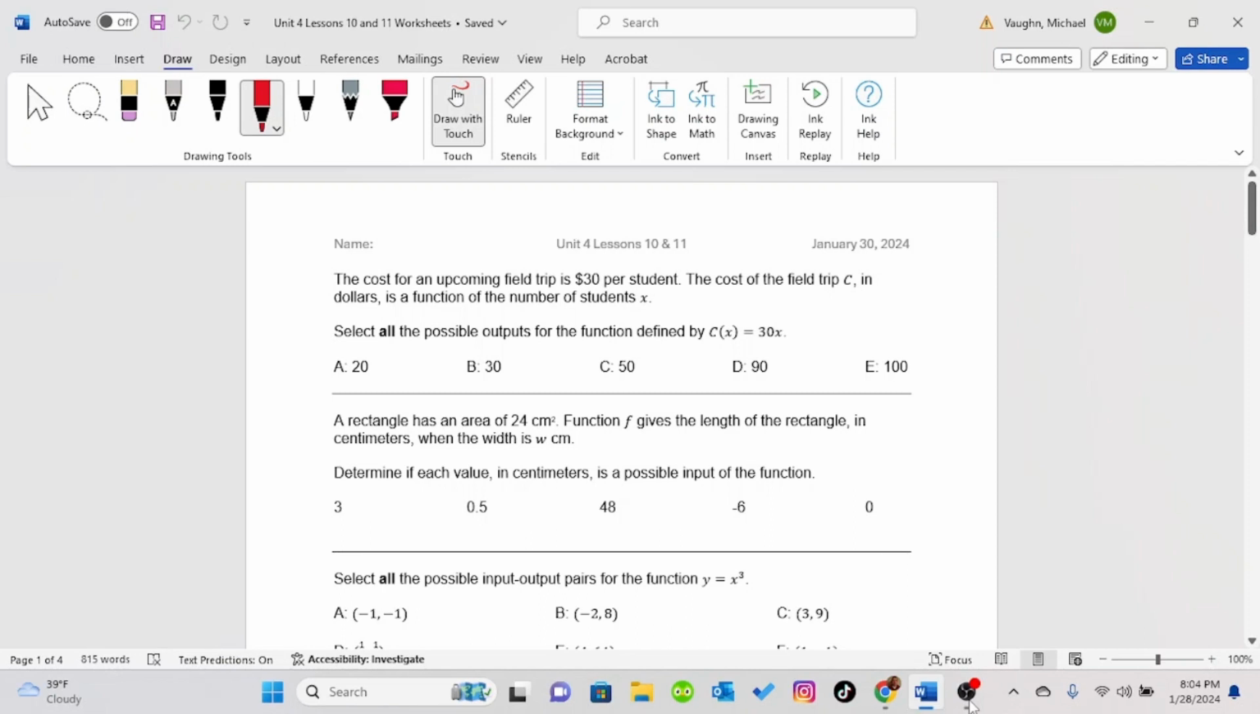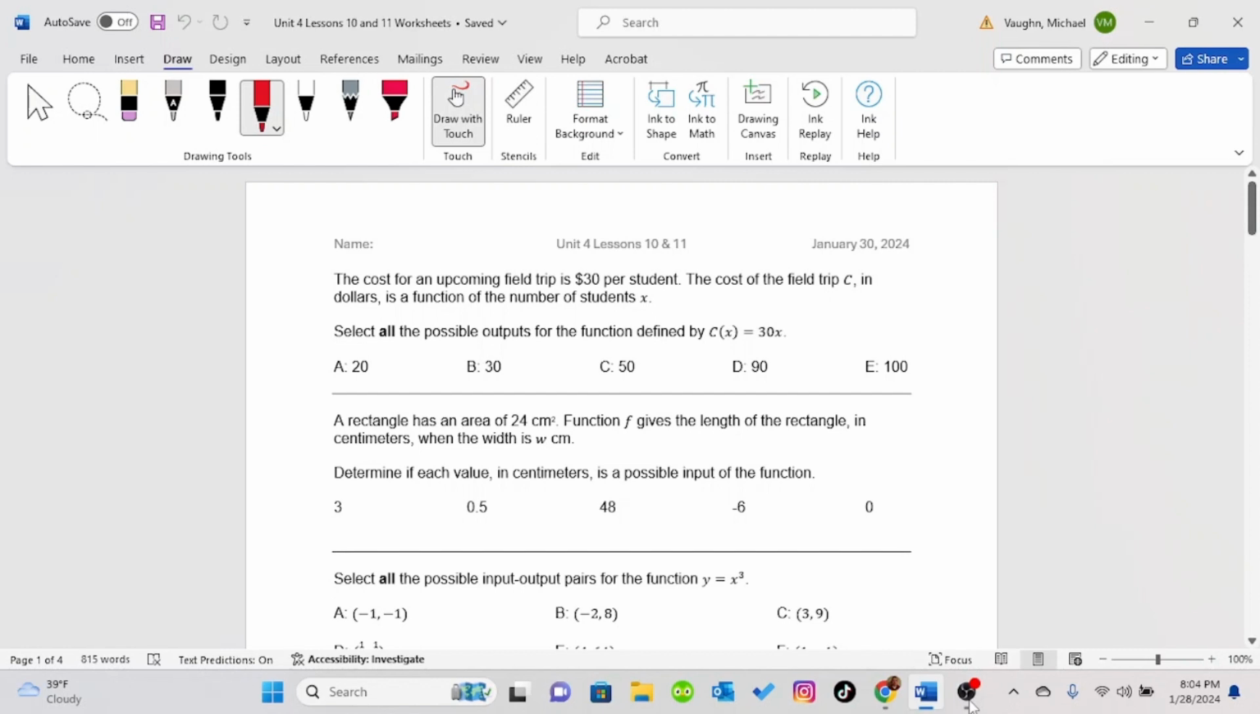Today we are going to do lessons 10 and 11. Both of these lessons are looking at domain and range. Another way to think about this is input and output.